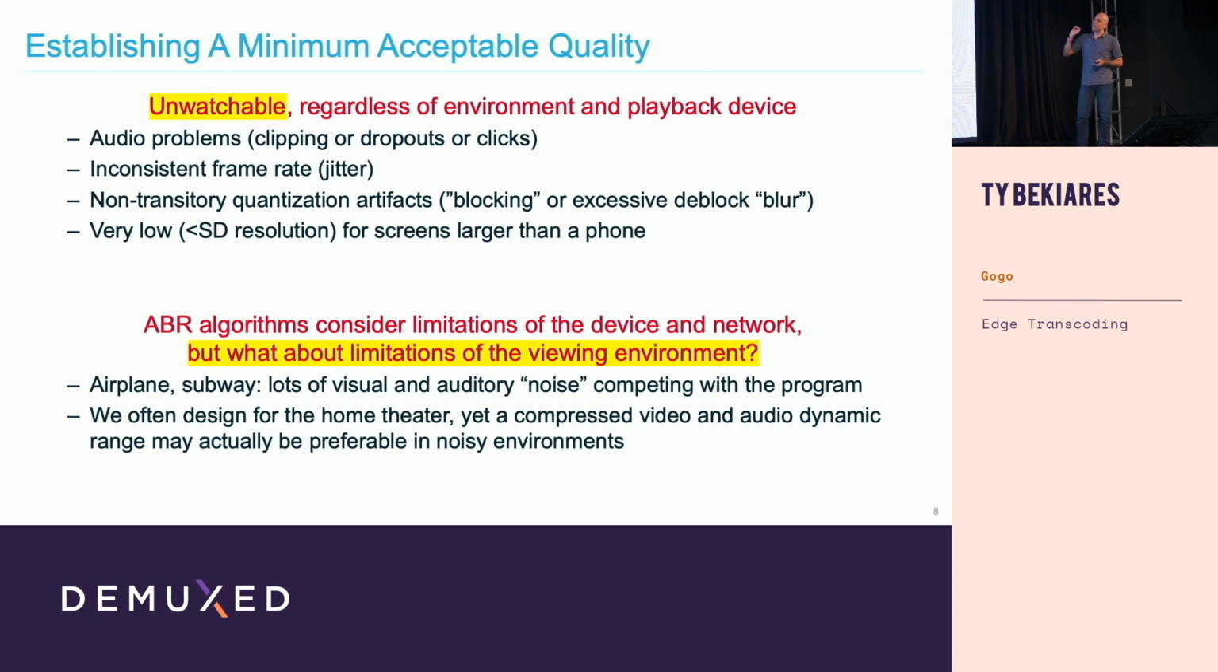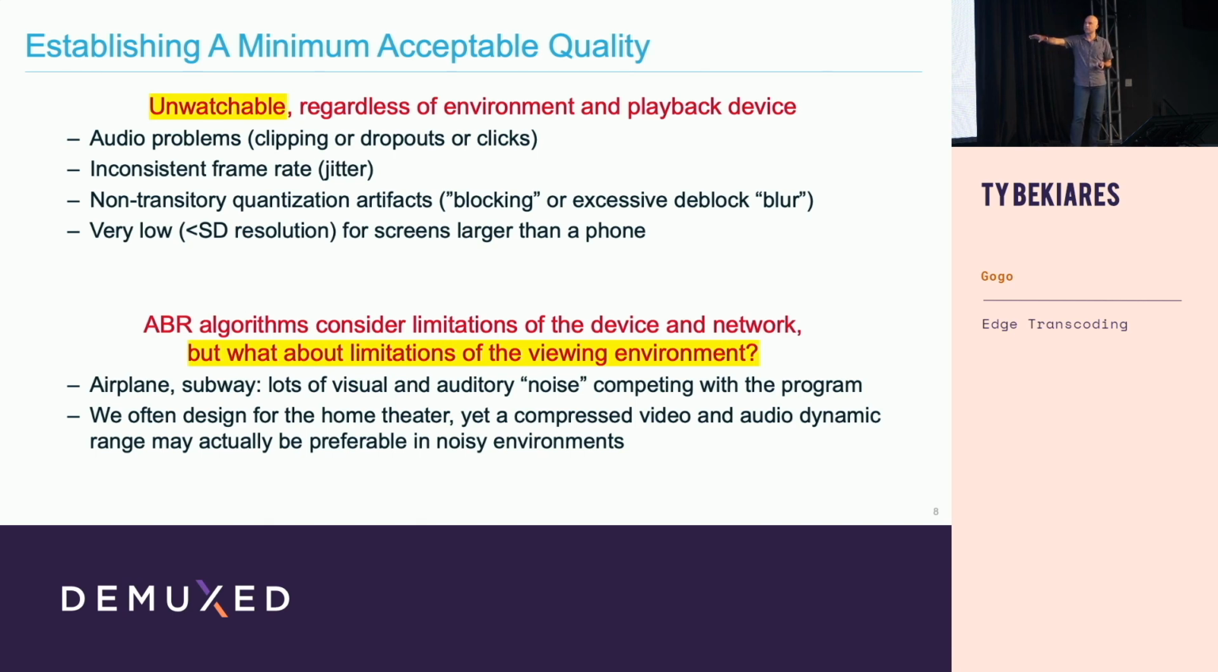One thing that's interesting to me is, when we think about ABR algorithms, they've gotten really advanced in recent years, and we've gone beyond just changing the bit rate based on network conditions. If you look at what Netflix is doing with their shot-based ladders. And of course, the ABR algorithms can look at characteristics of the device and say, oh, this is a smaller screen. There's no sense, of course, in sending 4K video to it. But we don't really think about limitations of the viewing environment itself. We're only thinking about the device.